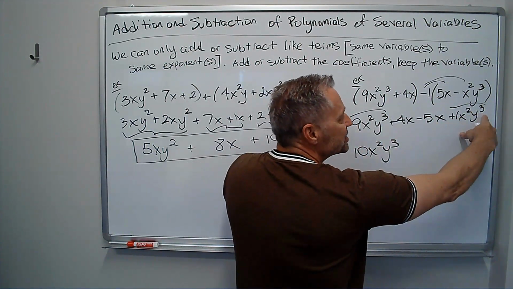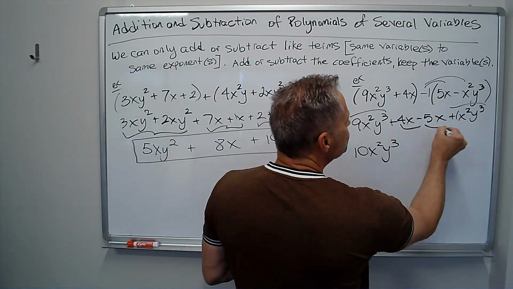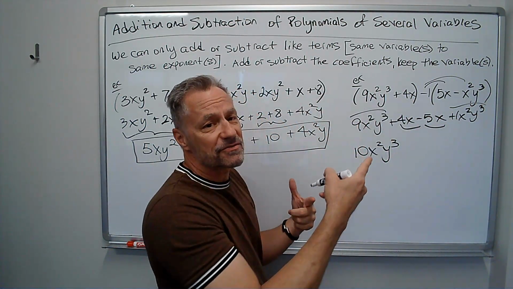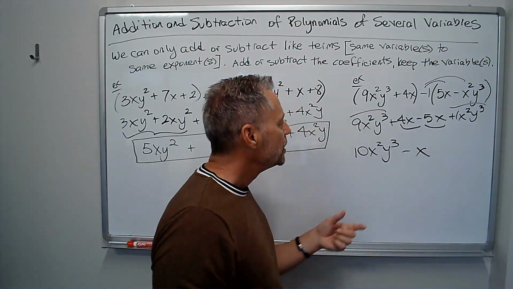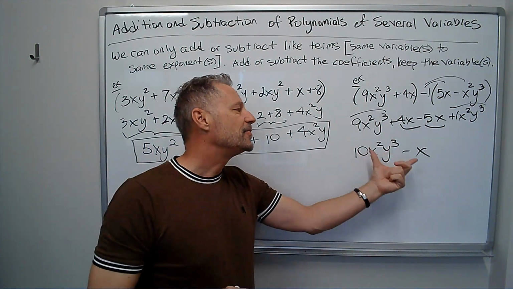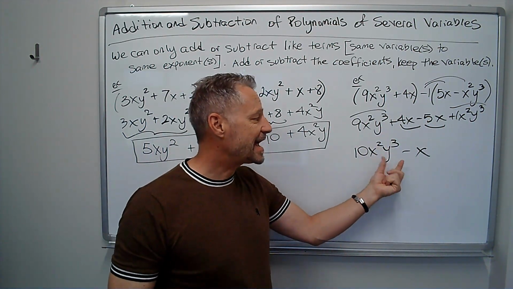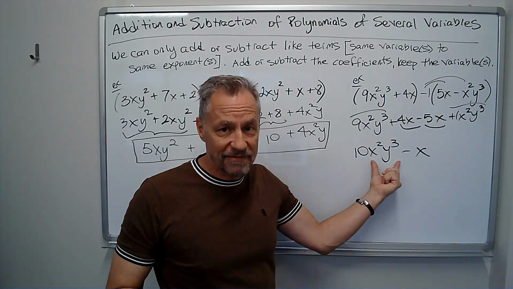Notice this had to be an x squared y cubed. Number in front is the only thing that can differ. These two are also like terms. 4x minus 5x is -1x, or just minus x. Don't subtract this from this. They're not like terms. This would have to have an x squared y to the third, or this would have to just have an x.